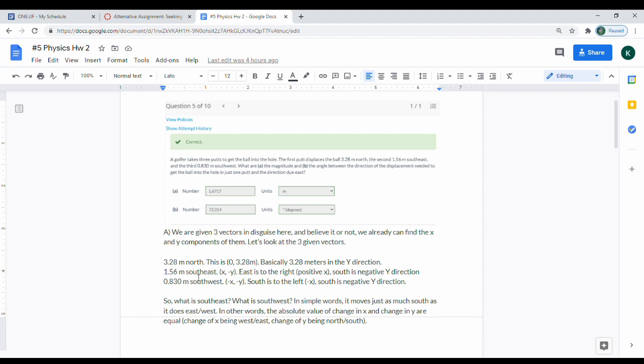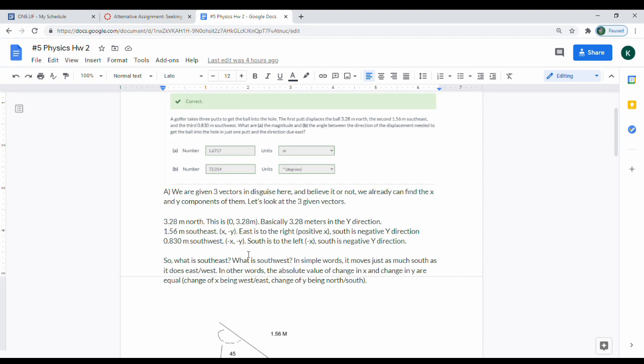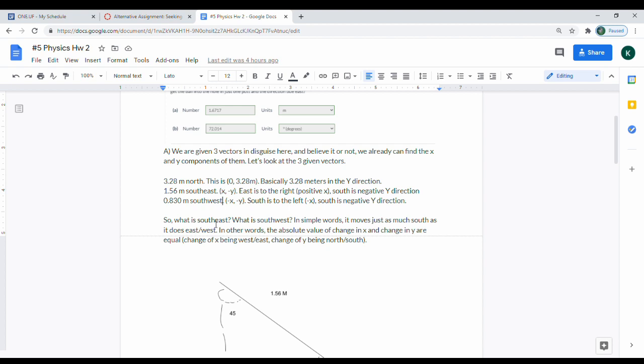South is just negative y. East is just positive x. So that's why I have this written right here. And for here, west is just negative x and south is just negative y. So let's try to figure out what x and y is for these two.